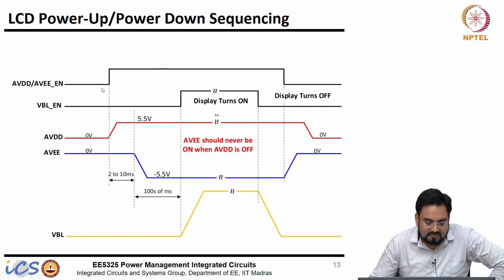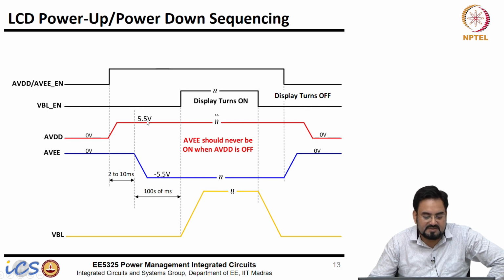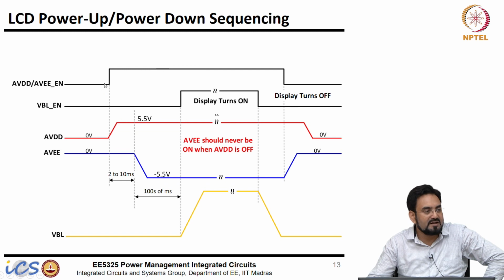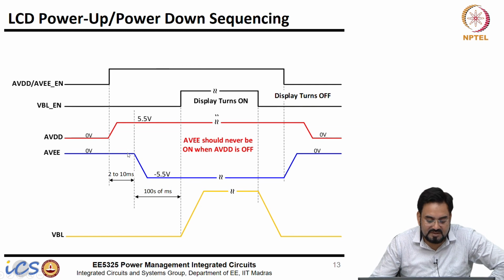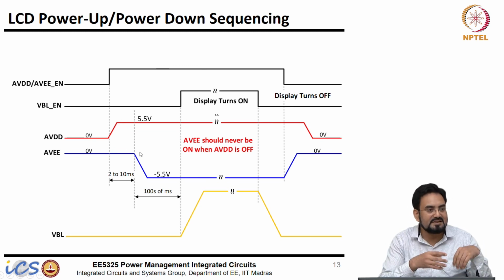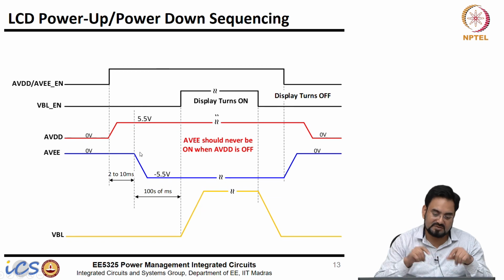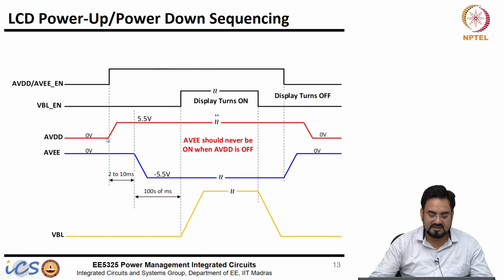So what would happen, your AVDD and AVEE, which is plus 5.5 and minus 5.5 volt, will be turned on first, and you have some non-overlap time which is required by the display. If you don't meet this, then there is a risk of damaging the panel itself. So that's why they require it, and this could be 2 millisecond to 10 millisecond, anything in between. So your 5.5 volt will turn on first, okay, and then minus 5.5. And then at the end you will have your backlight on.